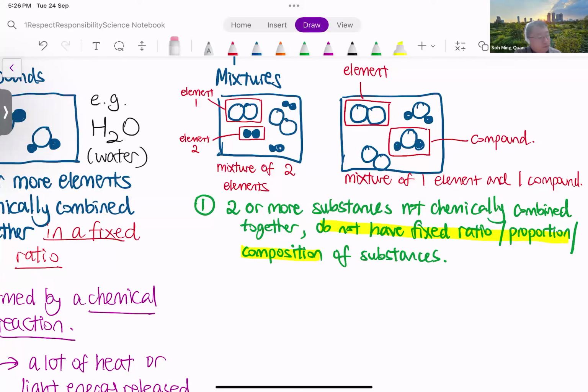Now, the second main difference is a result of them not being chemically combined. In compounds, the elements are chemically combined together. As a result, it means that compounds are formed by chemical reaction.